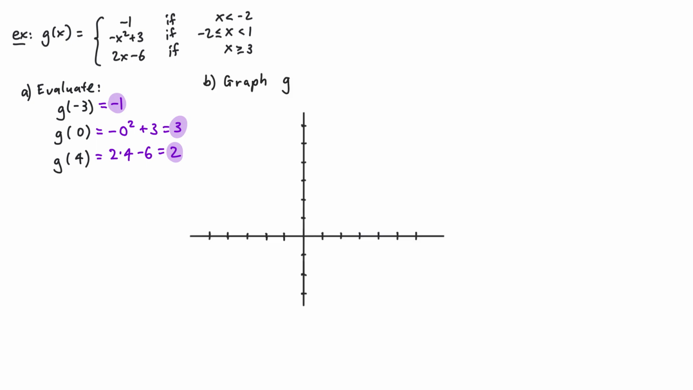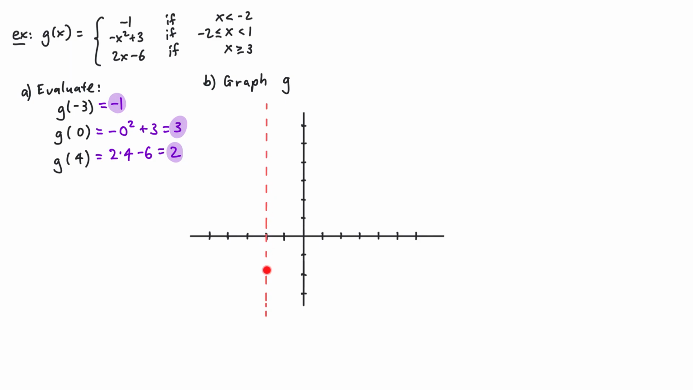Next, let's graph this function. The first thing we'll do to graph this function is to separate the different pieces using vertical dotted lines. Our first piece is x values less than negative 2. So let's draw a dotted line at x equals negative 2. So for all of the x values to the left of this dotted line, our function behaves like negative 1. Our second piece consists of x values between negative 2 and 1.